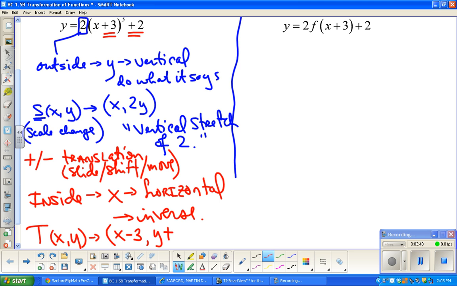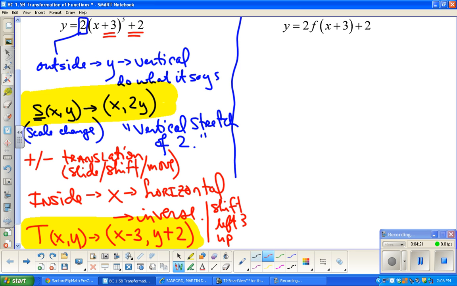The y values, there's a plus 2 on the end there. Well, if it's on the outside, it's about y, it's vertical, do what it says. So there's a plus 2. So there are actually 2 things, well, 3 depending on how you count them. There was a scale change, x to y. In other words, the x's didn't change because of the scale change, but the y's were doubled. And there was a translation, 3 to the left and 2 up. If you're going to say that in words, there was a shift, a slide, however you want to word it, left 3 and up 2.